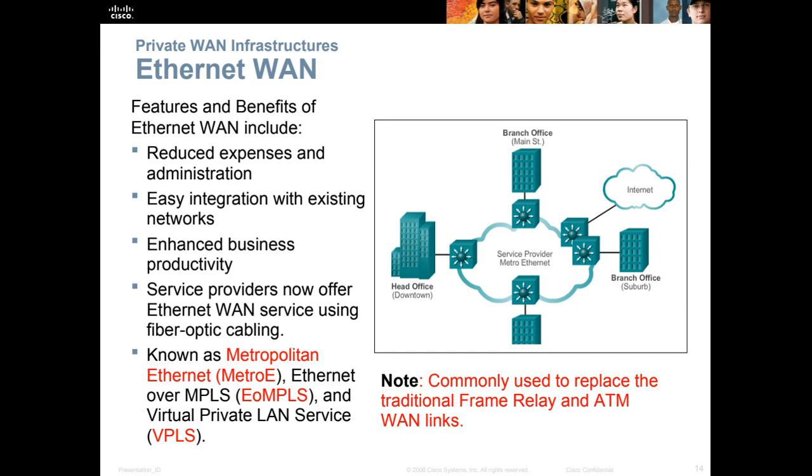Reduced expenses, easy integration with existing network. Because Ethernet is very popular. Service providers now offer Ethernet WAN service using fiber optic cabling. By the way, they have a different name for Ethernet WAN. They call it Metropolitan Ethernet, Metro E, or Ethernet over MPLS. And if in the exam they ask you to explain any of them, you know which one they mean. Okay. And also they call it VPLS. It is commonly used to replace the traditional frame relay and ATM. So phasing out frame relay and ATM, they are using now these technologies.